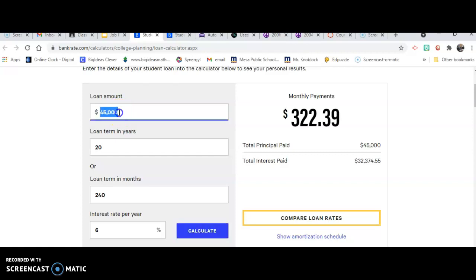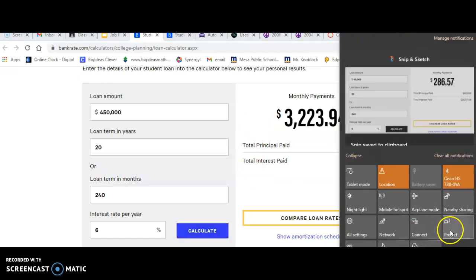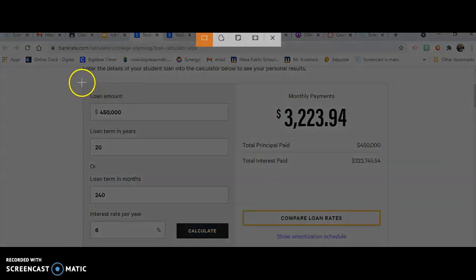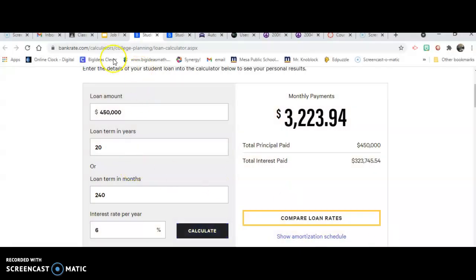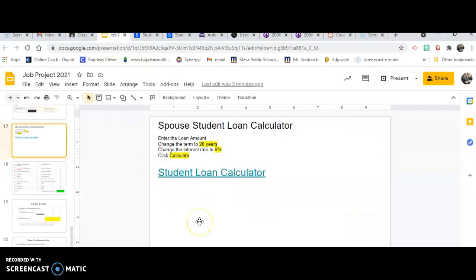Those people who have like 450,000 in student loan debt, those doctors and such, their monthly payment is $3,223. Look at how much interest they pay. It's crazy how much. So, student loans, take those in, take a picture, insert it in. Remember to look up your student loan debt, hit calculate, and put it into slides number 16 and 17.